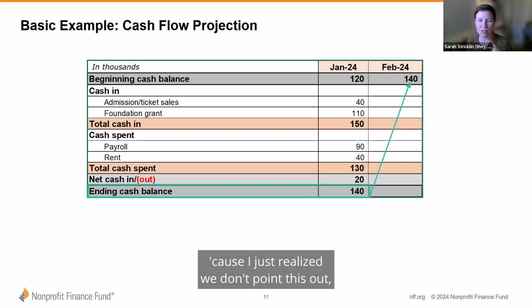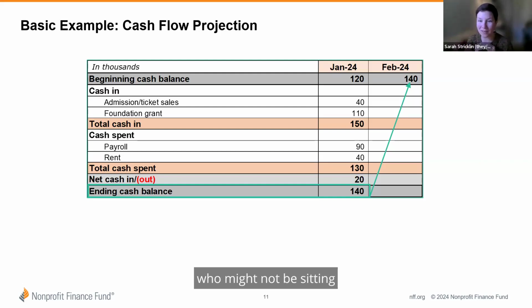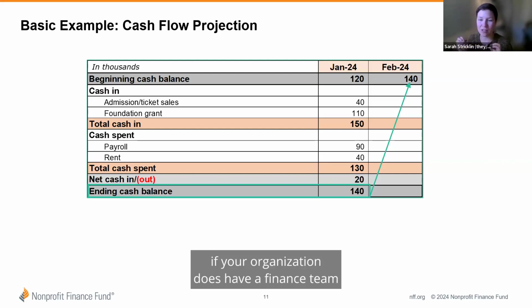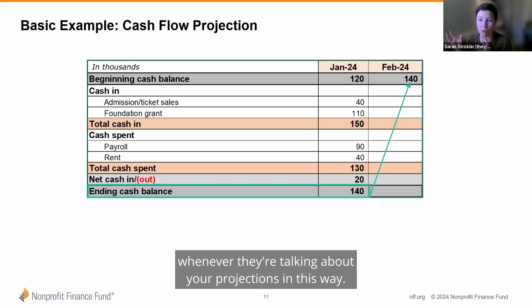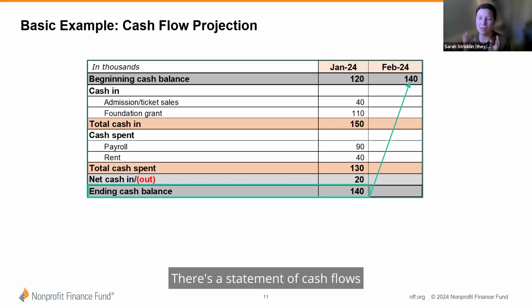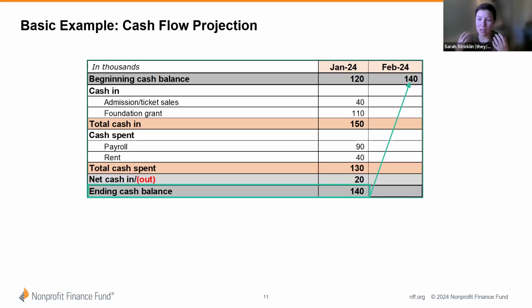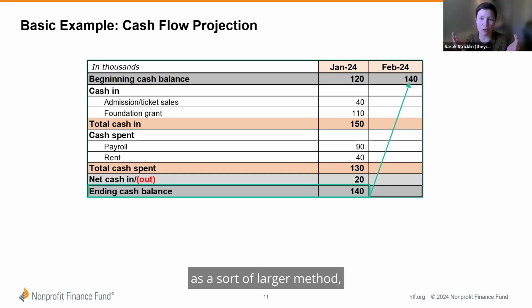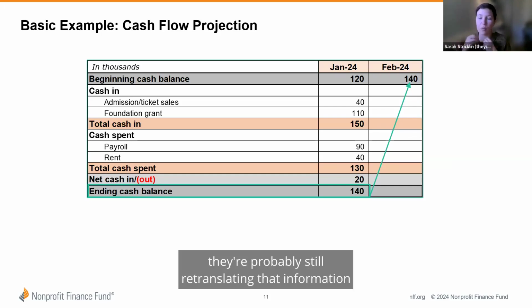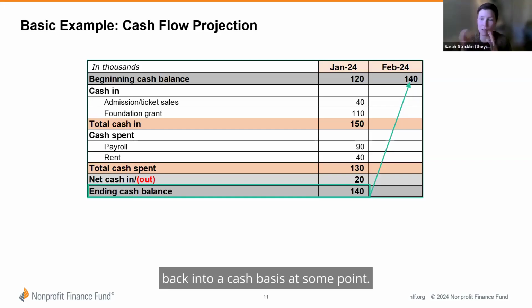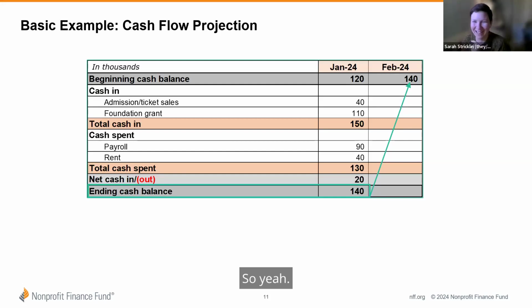And I'm going to jump in for one second because I just realized we don't point this out, but Keith raises exactly what's going on, and it's helpful for those of you who might not be sitting in a finance part of your organization. If your organization does have a finance team and you do accrual accounting, they're likely making this translation to cash whenever they're talking about your projections in this way. There's a statement of cash flows that accrual accountants have to do to translate everything back into cash. So there's all this math behind the work to pull it back to a cash basis. Even when you do accrual accounting as a larger method, they're probably still retranslating that information back into a cash basis at some point, whether monthly or yearly. You can probably ask them about it, and I bet they would love to tell you all about it. So yeah. Thanks, Sarah.